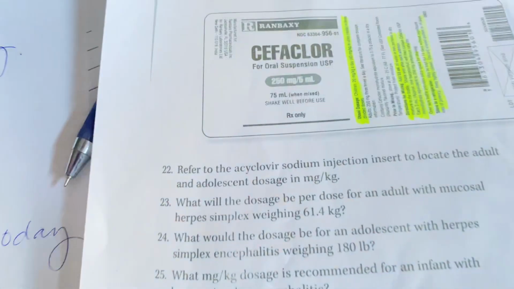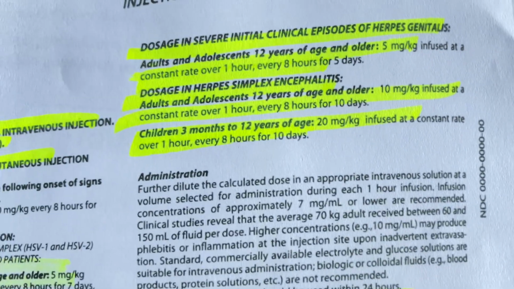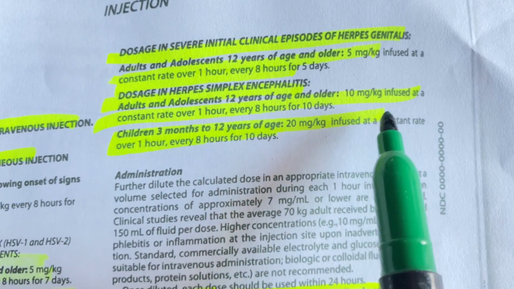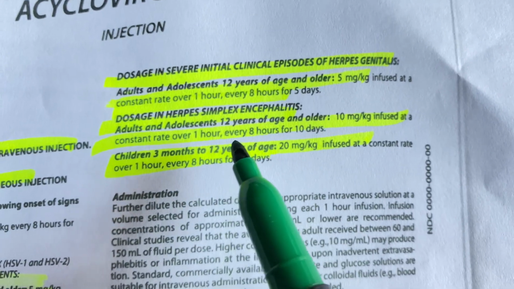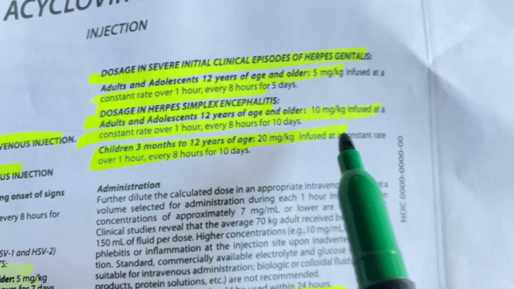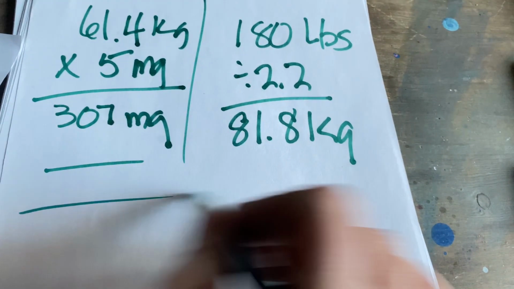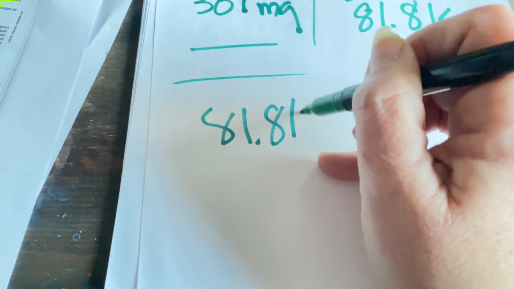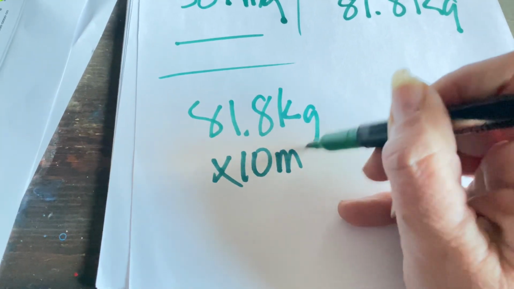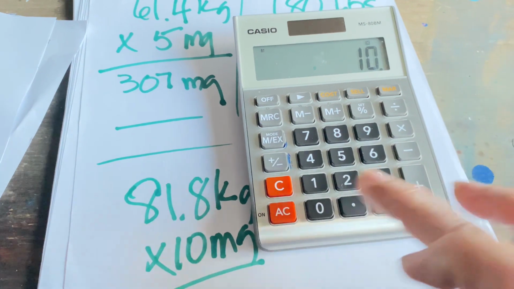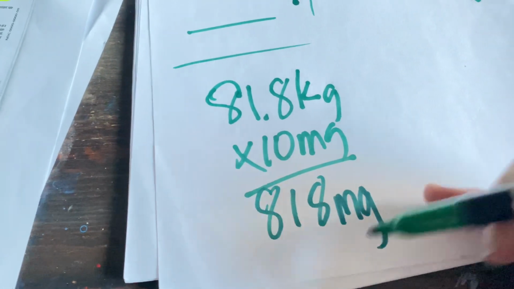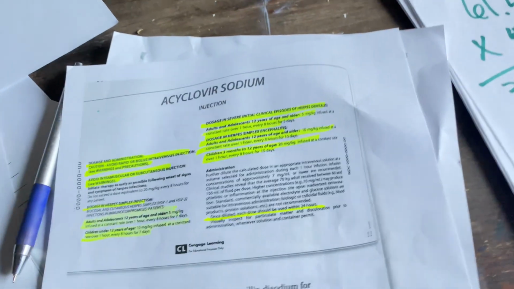And what's the dosage for them with herpes simplex encephalitis? Poor thing. He's an adolescent. You see it's 10 milligrams per kilogram to infuse over 1 hour every 8 hours times 10 days. So it's 10 milligrams per kilogram. So we're going to take our 81.8 kilograms times 10 milligrams. All right, here we go. 81.8 times 10 equals 818 milligrams per dose. Okay.